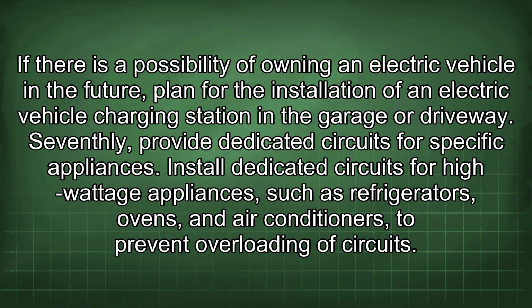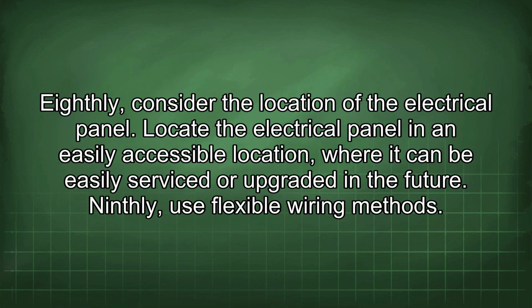Seventhly, provide dedicated circuits for specific appliances. Install dedicated circuits for high wattage appliances such as refrigerators, ovens, and air conditioners to prevent overloading of circuits. Eighthly, consider the location of the electrical panel. Locate the electrical panel in an easily accessible location where it can be easily serviced or upgraded in the future.